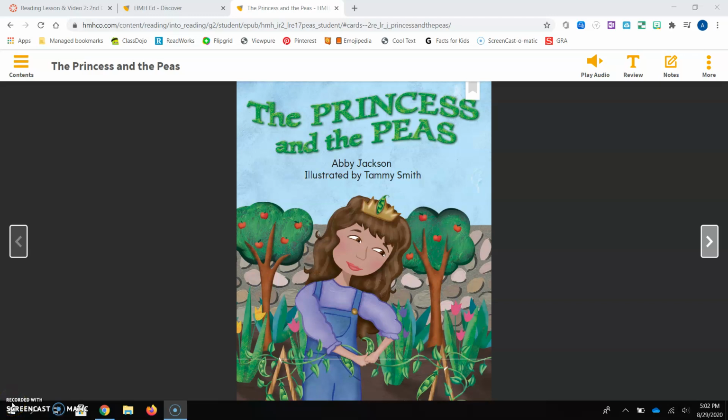Hi boys and girls, today we're going to be working on a strategy to use when we're reading and we come across an unknown word. The strategy we're going to be looking at today is using the pictures to help us read those unknown words. Today's book is called The Princess and the Peas by Abby Jackson, illustrated by Tammy Smith.